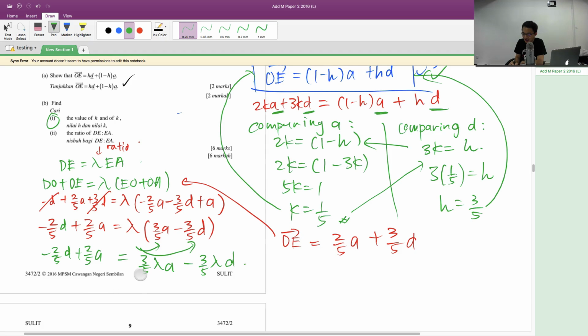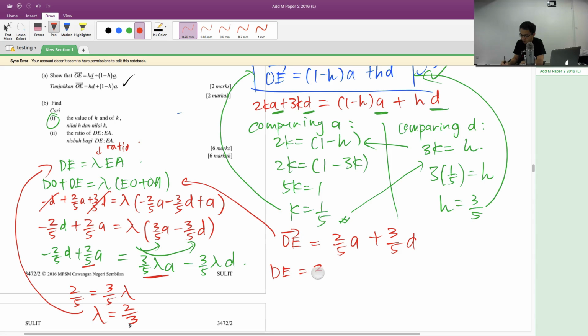So I will compare either a or I will compare either d. Let's say I'm comparing a. If I'm comparing a, it means whatever inside the a, isn't it? So I can say 2 over 5 equals to 3 over 5 lambda. So I know my lambda equals to 2 over 3. Okay, if I find out my lambda equals to 2 over 3, I will substitute back into here to get the ratio. So DE equals to 2 over 3 of EA.